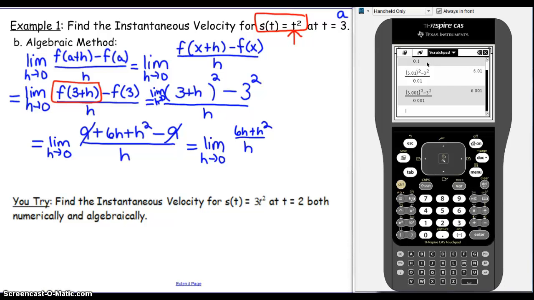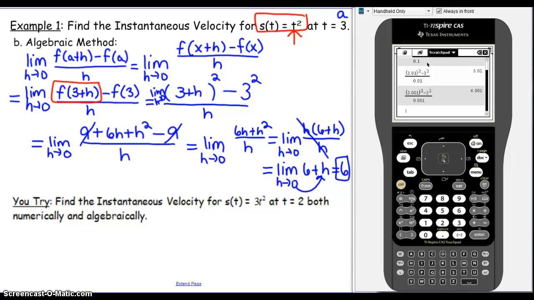And then if you notice, everything in the numerator has a factor of h in it. So you want to factor that out. Use GCF. And then you'll notice that the h on top will cancel with the h on the bottom, and that is always going to be your goal. You want that h on the bottom to cancel out so that you can plug in 0 for your limit value. Until the h cancels out, you cannot plug it in. And so you're left with the limit as h approaches 0 of 6 plus h, and you just plug in 0 for h. So the answer is 6, which matches what we found in part A.